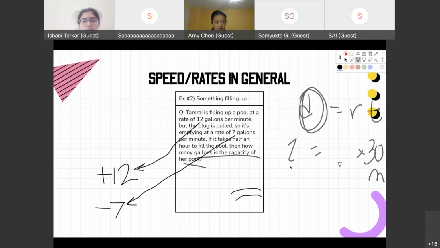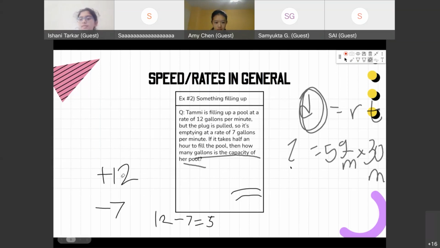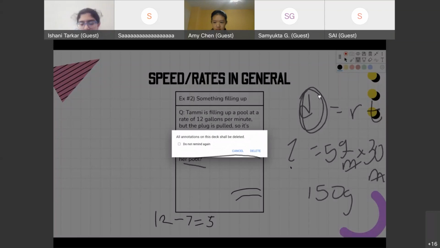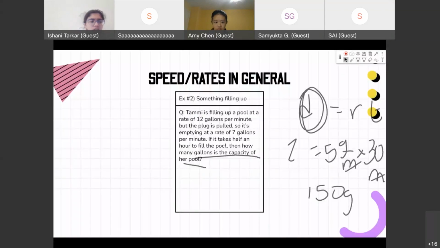So the rate is 5 gallons per minute, right? So the volume is equal to 5 gallons per minute, and we multiply that by 30 minutes, because we're given that it takes half an hour to fill the pool to capacity. So we cancel out the minutes, and we just have 5 gallons times 30, which is 150 gallons, which means that the capacity of the pool is 150 gallons. So good job to everybody who did that.